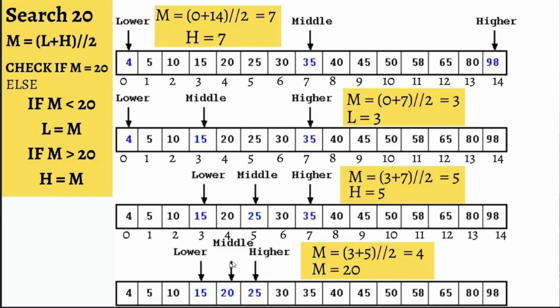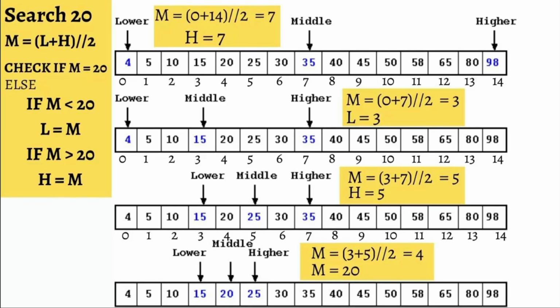Now we will again calculate the middle value. So 3 plus 5 is equal to 8, divided by 2 is 4. So the fourth element is our middle element now. And now we will again check if m is equal to 20, and here the middle value is 20. So yeah, the condition is satisfied, and now we can print that the number is found, that this number 20 is present in this list.